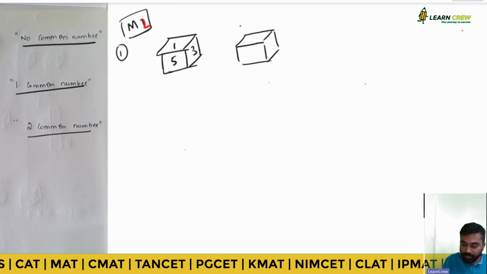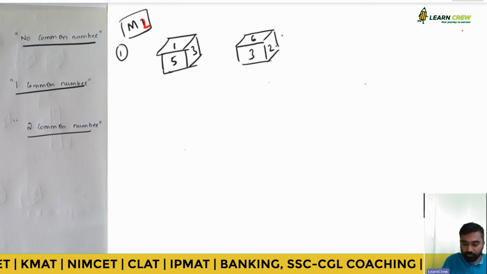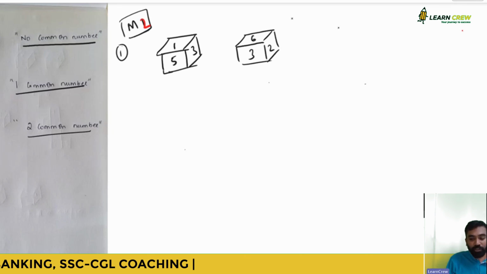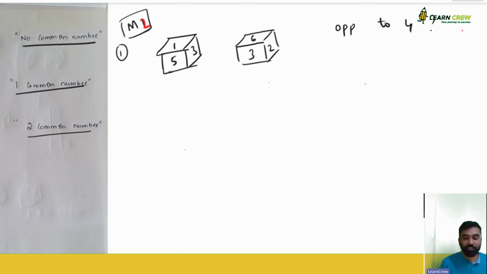Now, example 2 in this: 1, 5, 3, 6, 3, 2. Now I'm asking you to find what is opposite to 4. Again, there are two different ways to solve it. You do it after that. What is the common number here? This is model number 2 where there is one common number. Which is the common number? 3 is the common number, right?